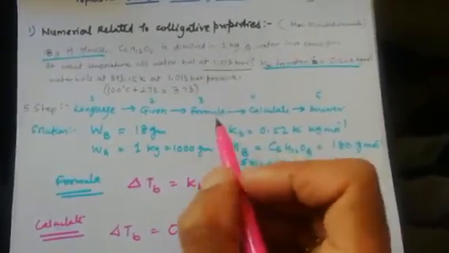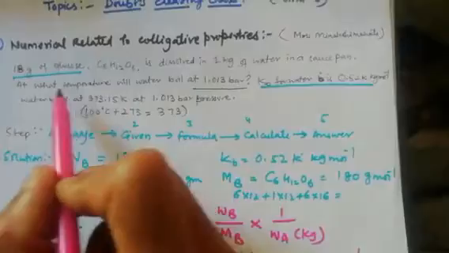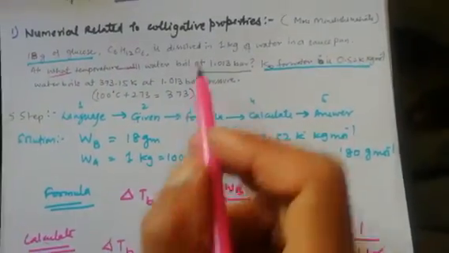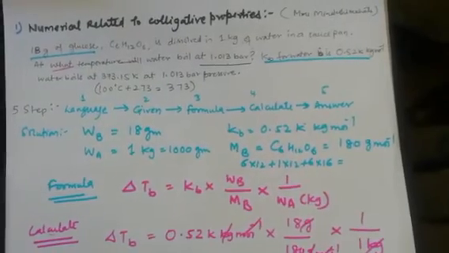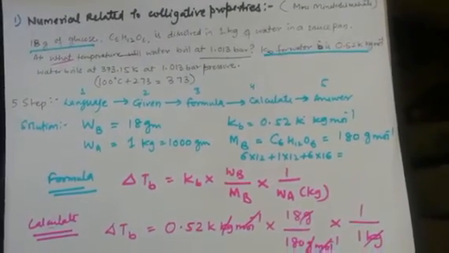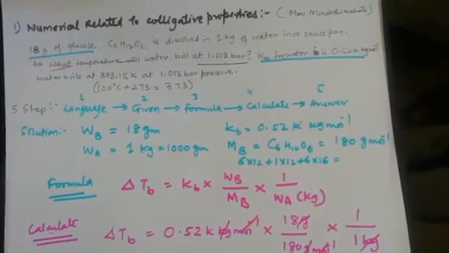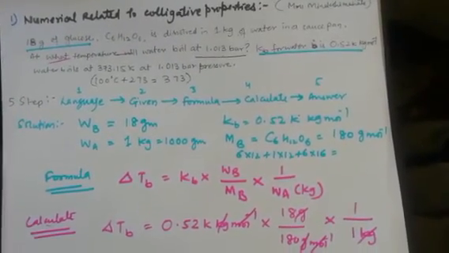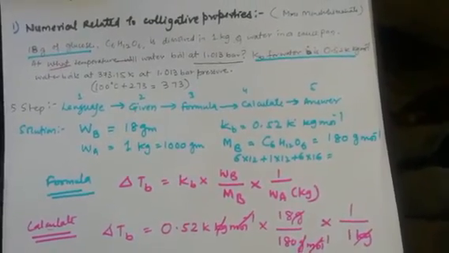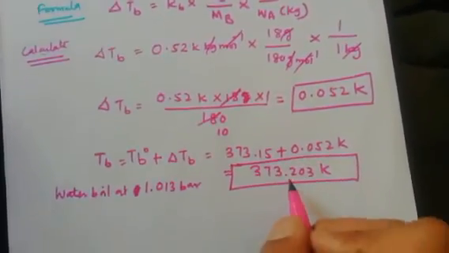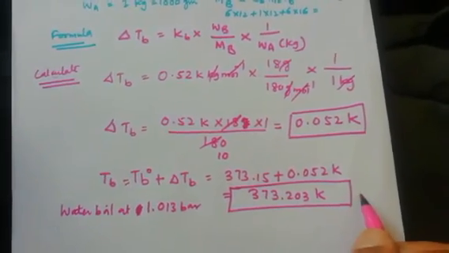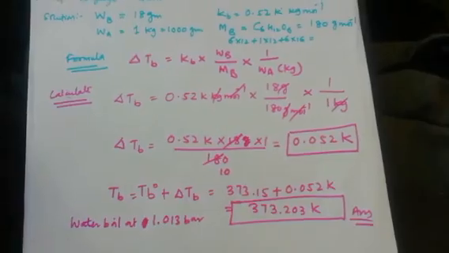So this is the question that was asked: calculate at what temperature will water boil at this pressure. So at 1.013 bar, water boils at this temperature, 373.202 Kelvin. So this is the answer. I hope you understood and you got the answer.